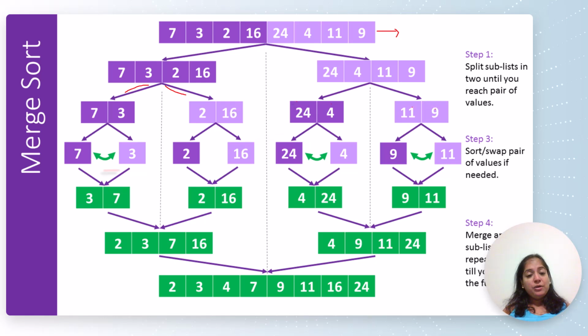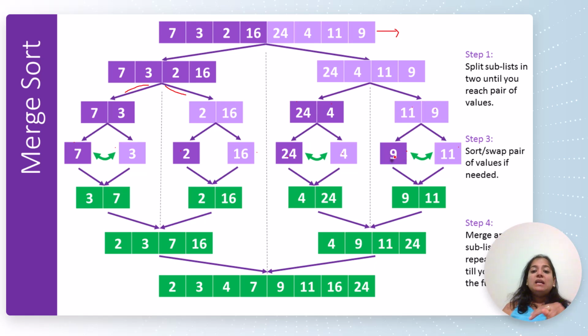Then again we are going to divide it, split it again into halves. Make sure we perform the splitting operation into halves till each sublist consists of one element, right? So 7, 3, 2, 16, 24, 4, 11 and 9. So all sublists are of one element now.